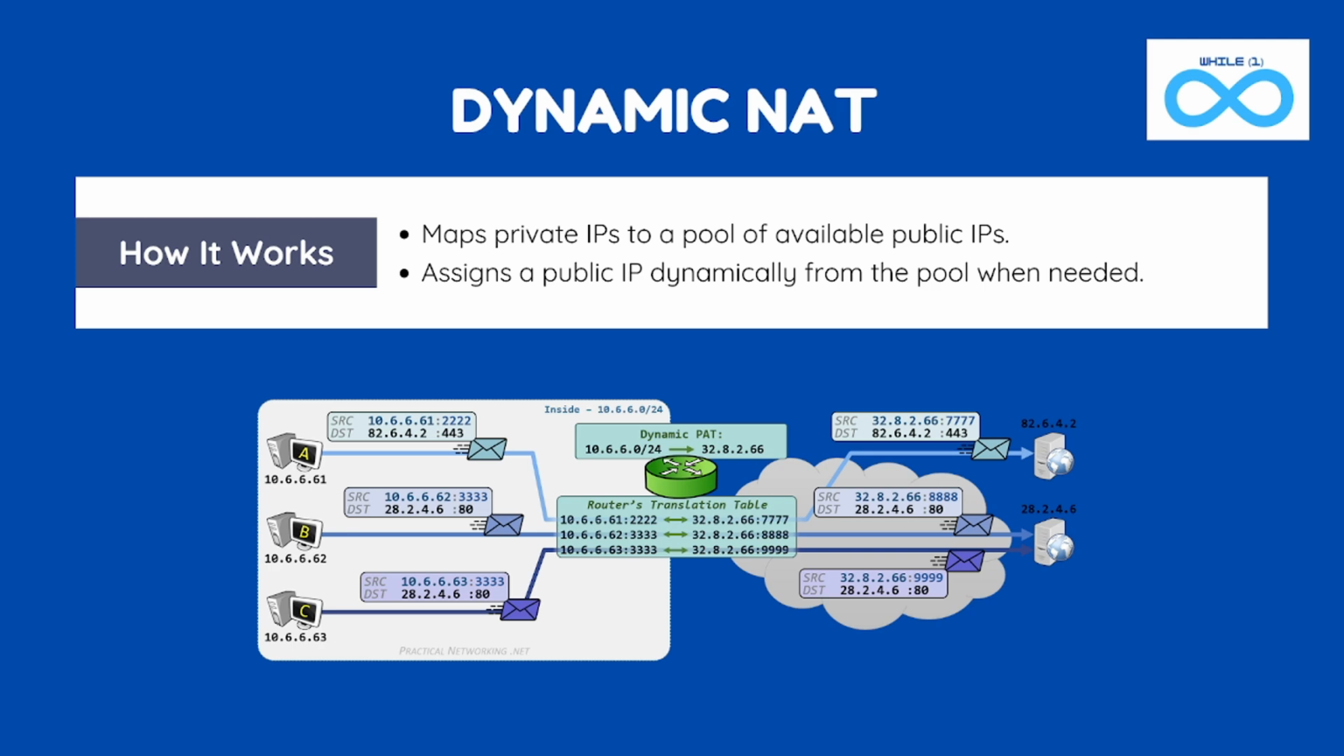Now let's learn about dynamic NAT. Dynamic NAT maps private IPs to a pool of available public IPs. Unlike static NAT, public IPs are assigned dynamically when needed. It is an efficient use of public IPs, especially for networks where not all devices need simultaneous internet access. But a device might fail to access the internet if no public IPs are available in the pool.